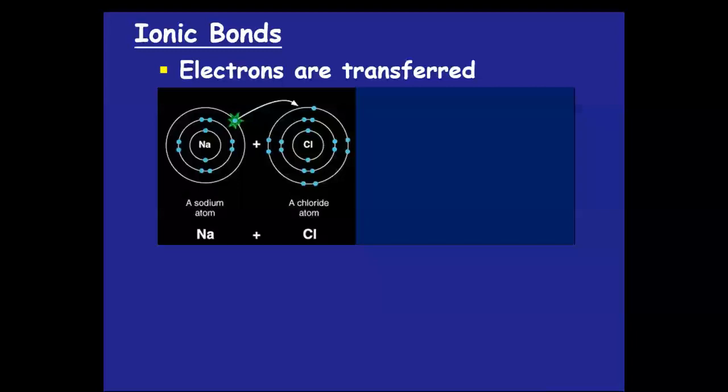Electrons are transferred in an ionic bond from metal atoms to nonmetal atoms, and this is how it works. As you can see, sodium has one electron in the third orbital, and the chlorine atom is deficient in its third orbital, and so the electron from the sodium is transferred to the chlorine, and that's a chlorine atom, which is going to turn into a chloride ion.